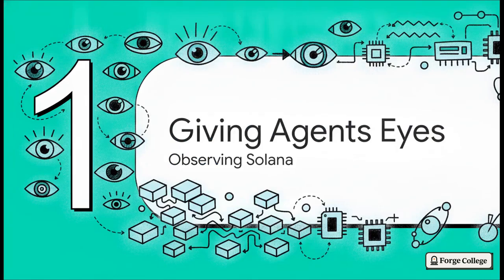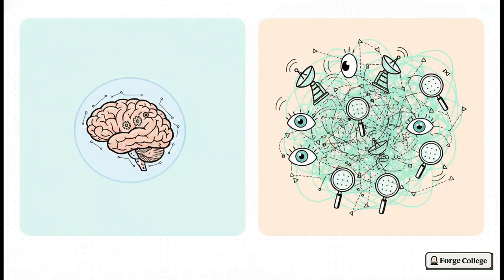All right, section 1. Giving agents eyes and observing the Solana blockchain. Let's get our detective out onto the streets. Remember how I mentioned our previous lesson? We spent a lot of time there focusing on the left side of this setup, the brain, which handles all that complex decision logic. But today, we're shifting gears completely to the right side, the senses.